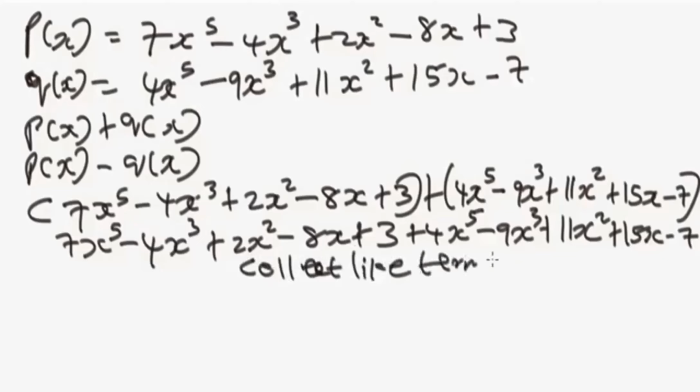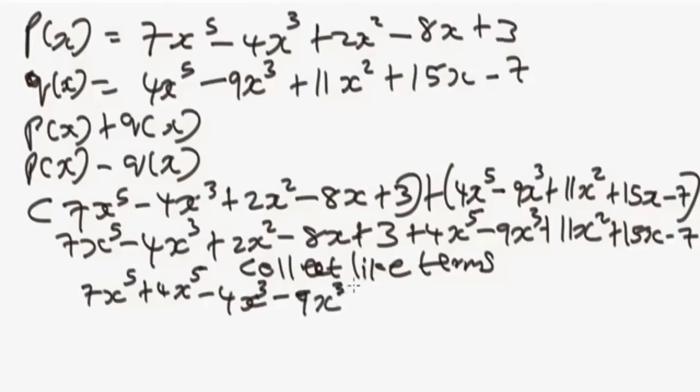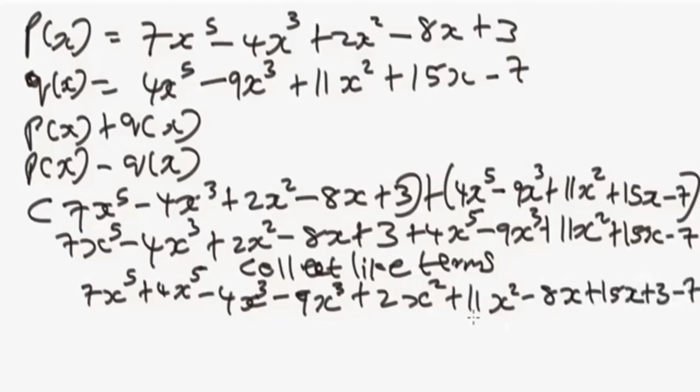So we collect like terms. When we collect like terms, we're going to have 7x to the power 5 plus 4x to the power 5, minus 4x cubed minus 9x cubed, plus 2x square plus 11x square, minus 8x plus 15x, plus 3 minus 7.